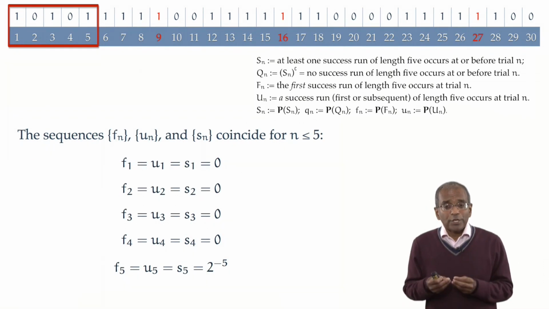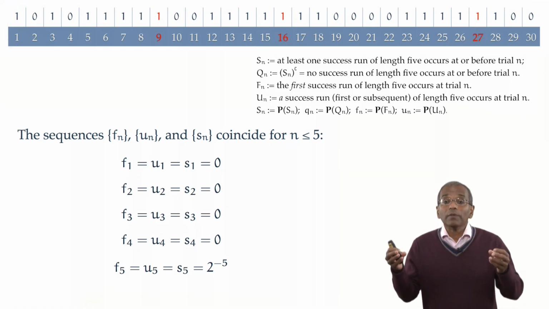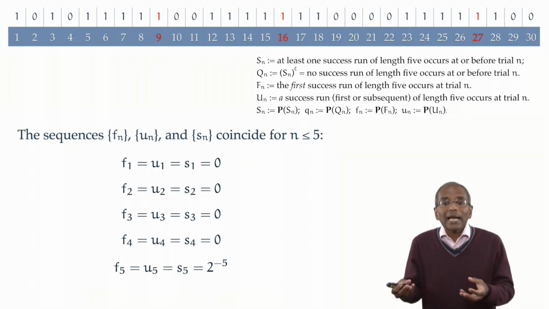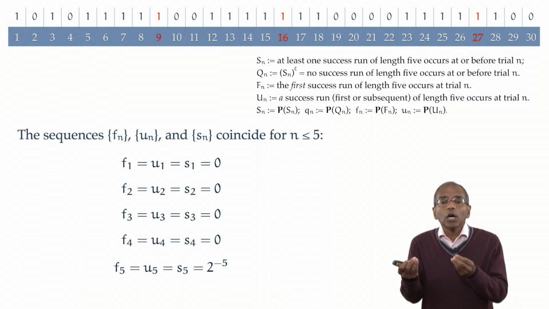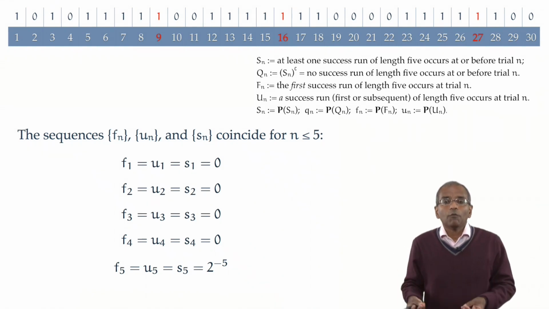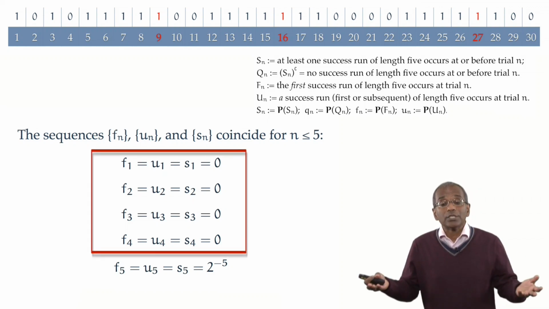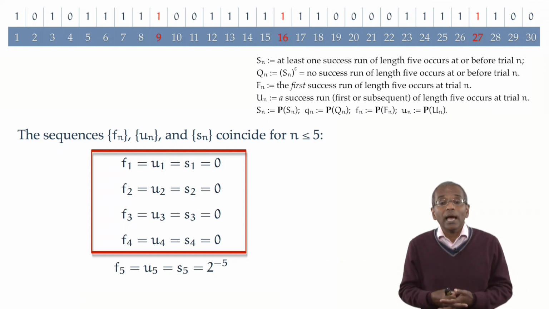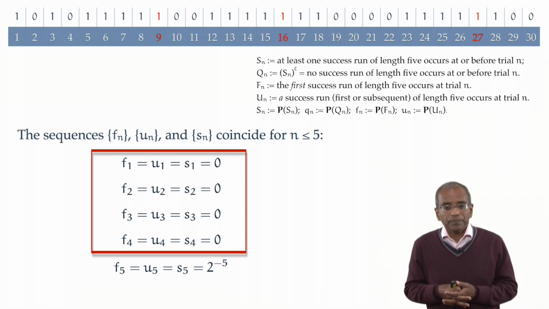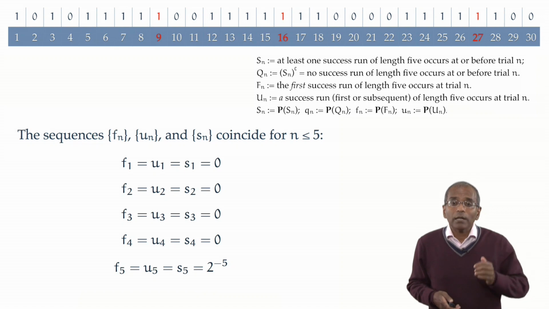Our immediate observation is the following. We are interested in success runs of length 5. Therefore, it is manifestly impossible that any success run of length 5 concludes on or before the fourth trial. And therefore, the probabilities F1, U1, S1, F2, U2, S2, F3, U3, S3, and F4, U4, S4 are all identically 0.